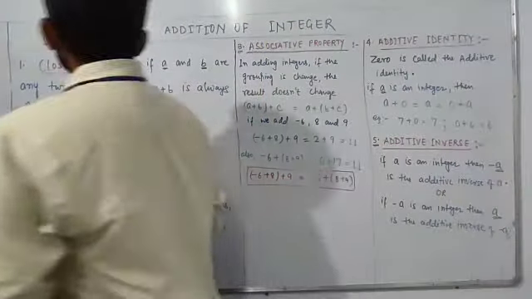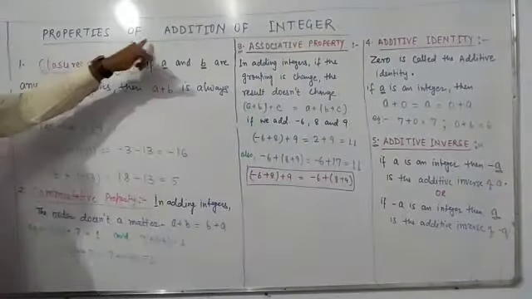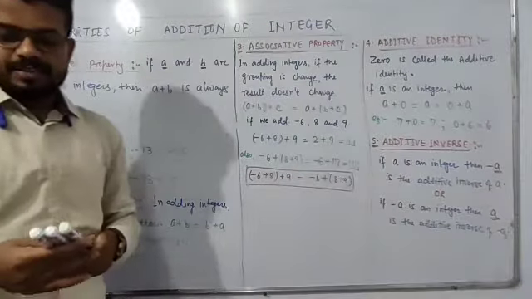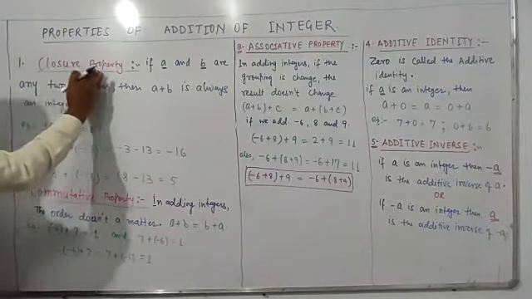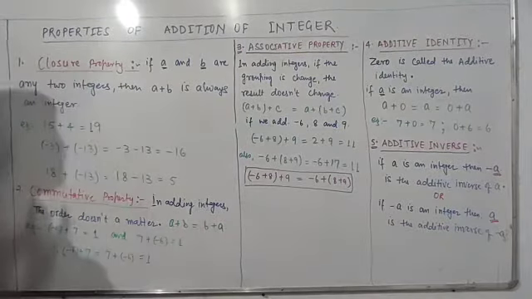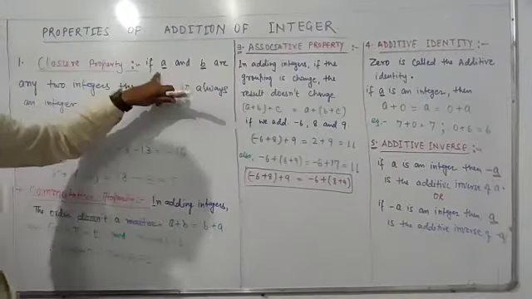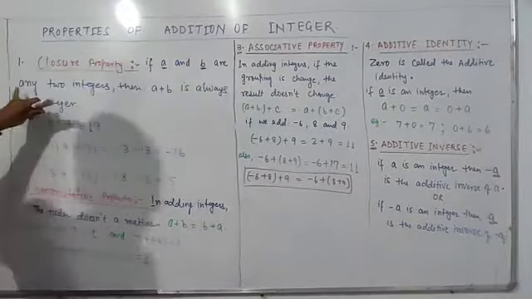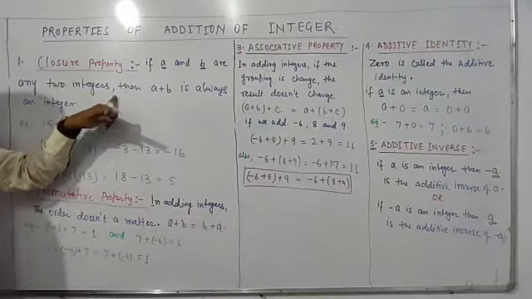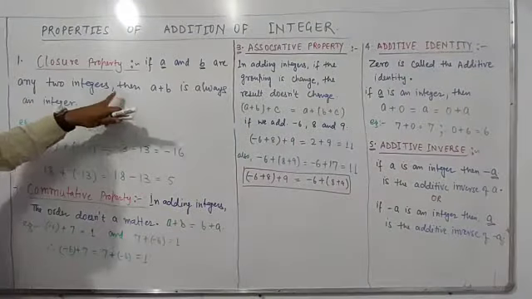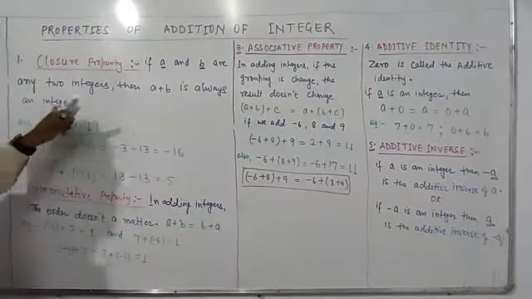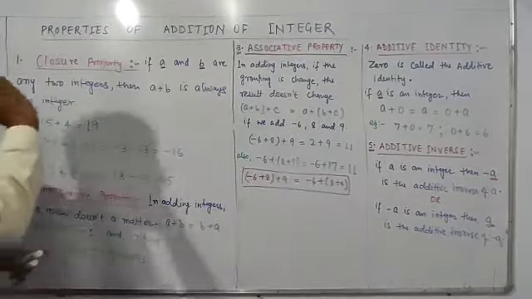Now come to the next topic, which is properties of addition of integers. The first property is the closure property. According to the closure property, if a and b are any two integers, then a plus b is always an integer.